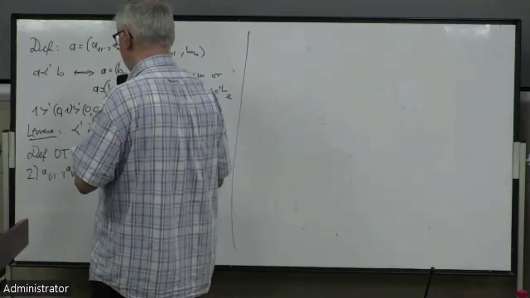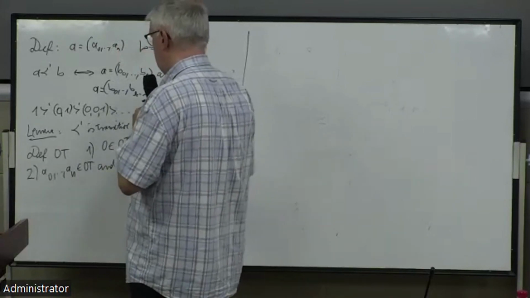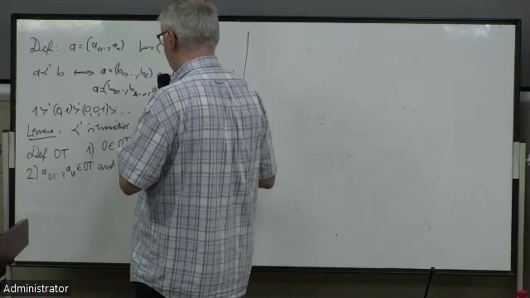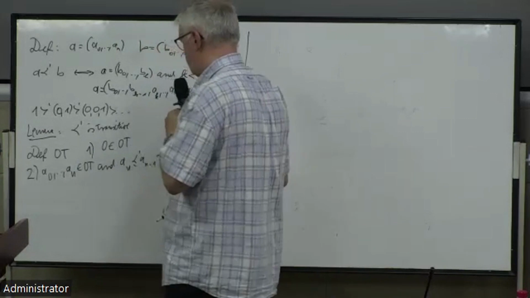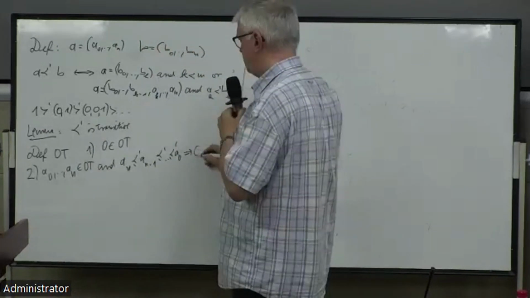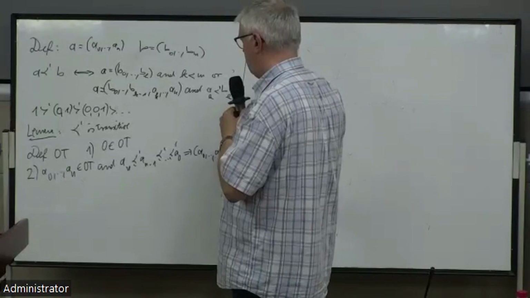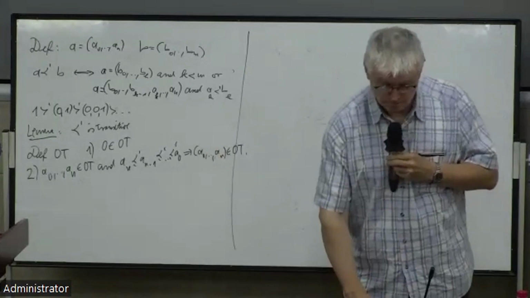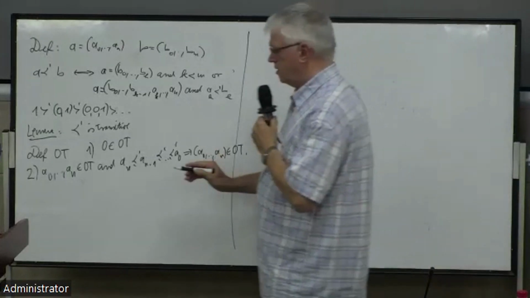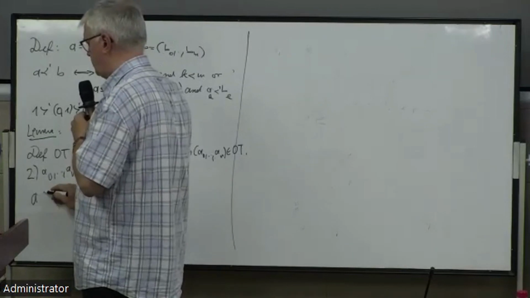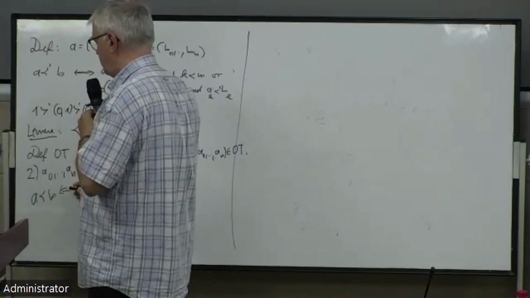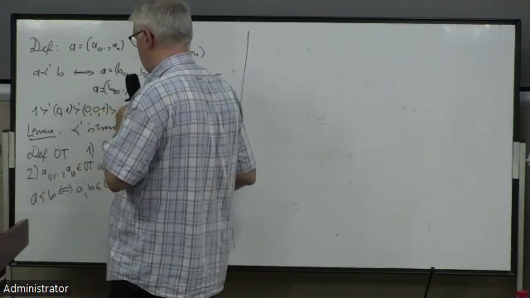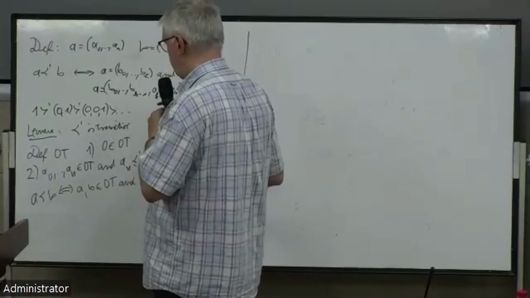and if an is less than or equal prime an minus 1, less than or equal prime, less than or equal prime a0, then the sequence a0 to an is in OT. And the last definition is A is less than B if and only if A and B are in OT and A is less than prime B.